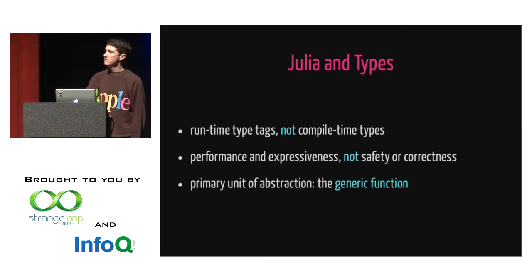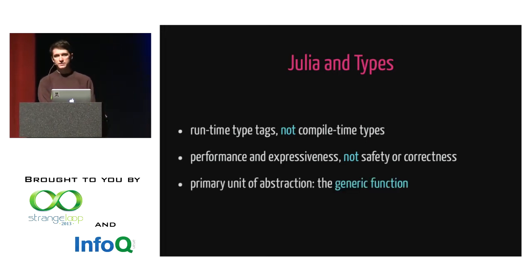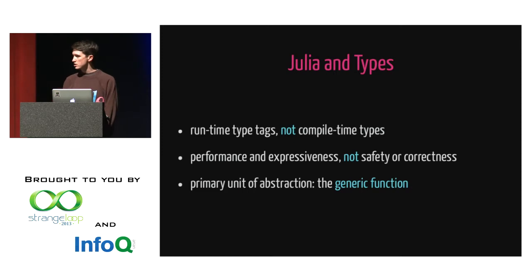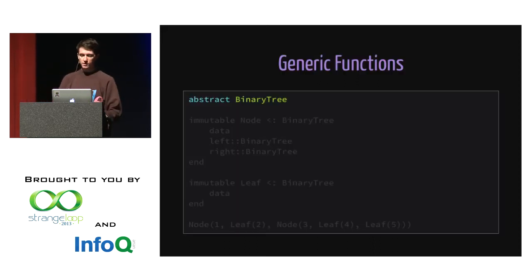The primary unit of abstraction in Julia is called the generic function. A generic function is a first-class function that dispatches to a particular implementation based on the types of all of its arguments. And you use these pervasively throughout Julia for extending your own data types to built-in functionality in the language. So let's talk about generic functions really quick and what you can do.